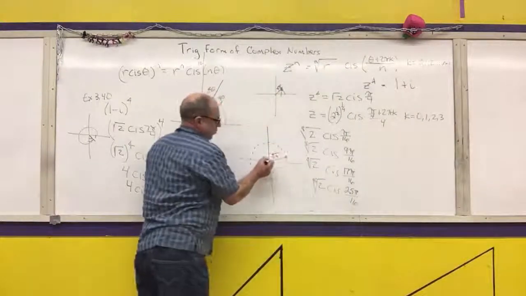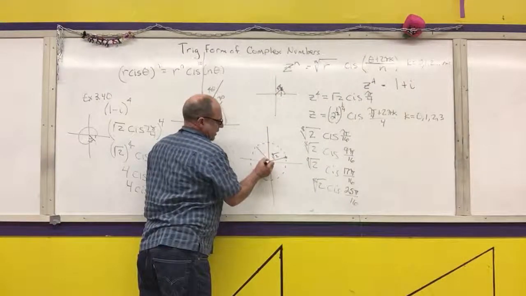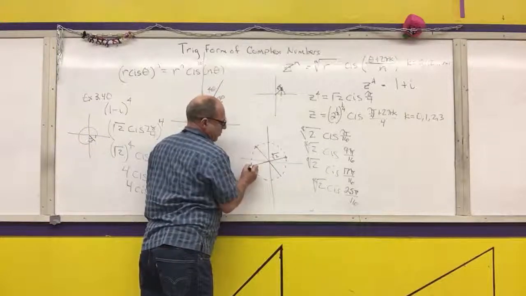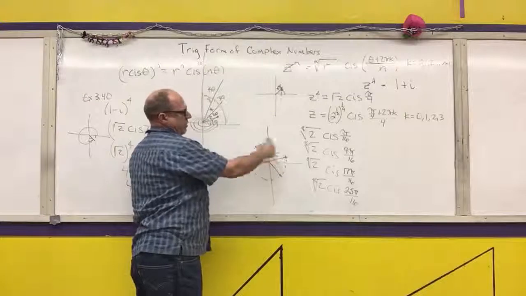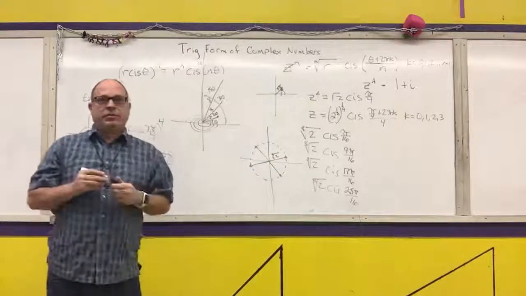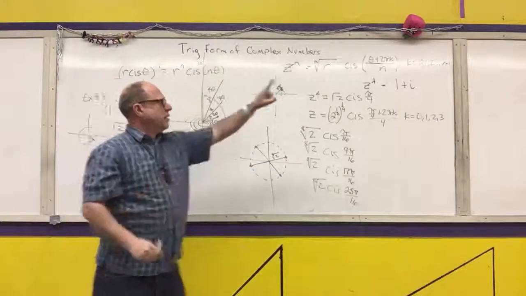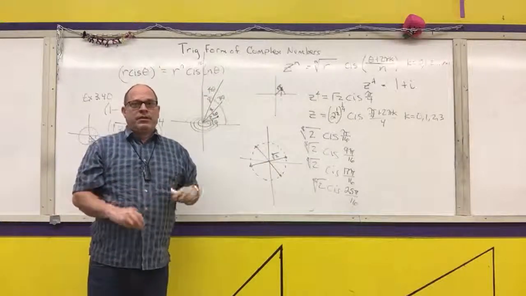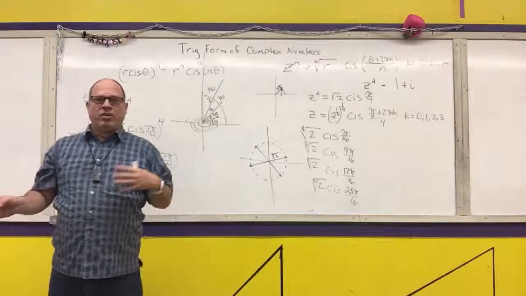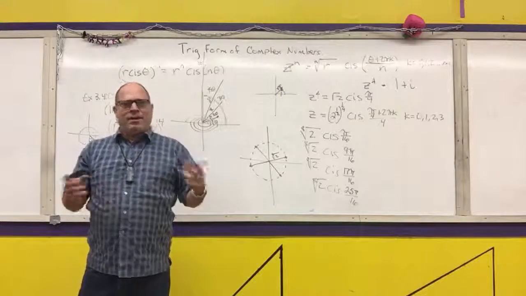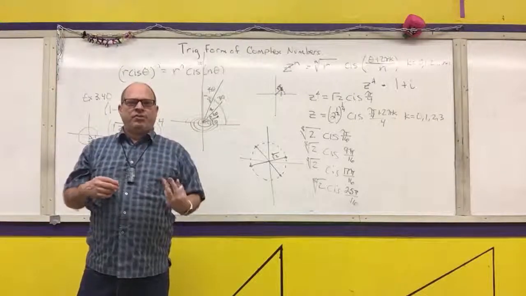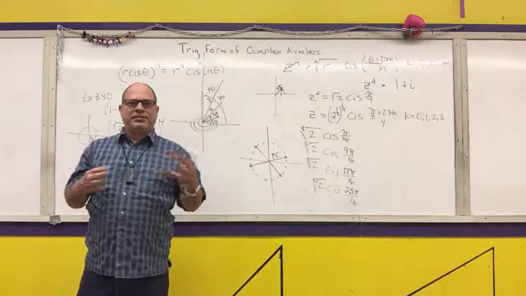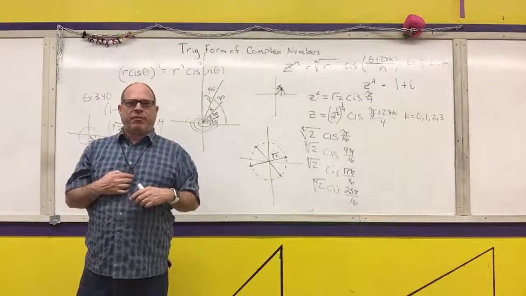So each one of these 90-degree separated points would be one of my fourth roots of the complex number 1 plus i. So that's it for complex numbers, and we're going to learn how to play around with some of these other trig forms next week, just before your test, so that you can see some applications of this trig form of complex numbers.